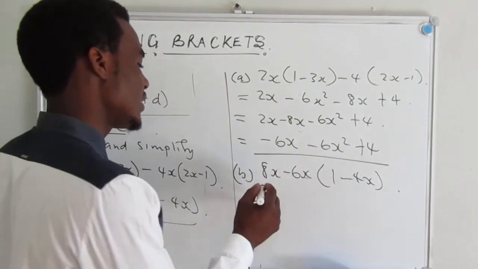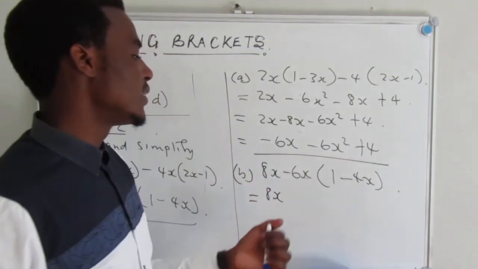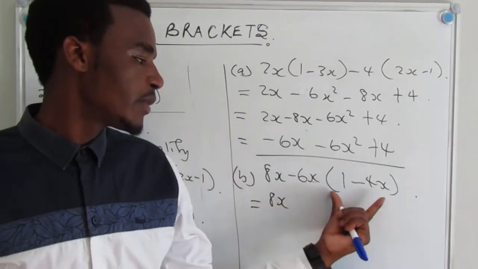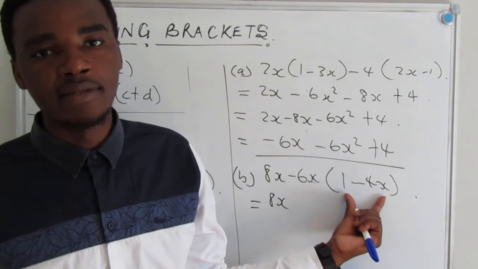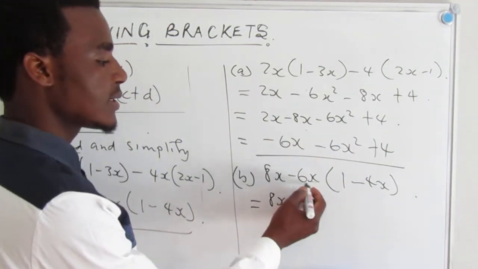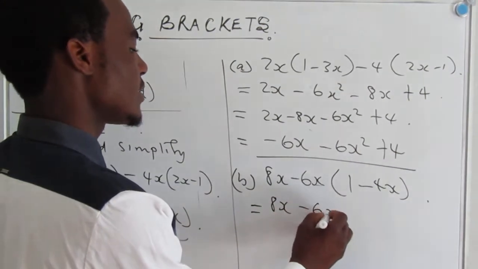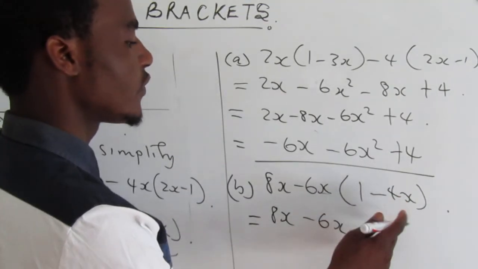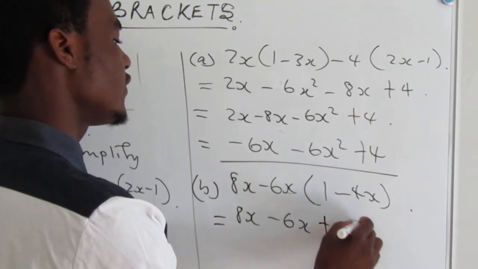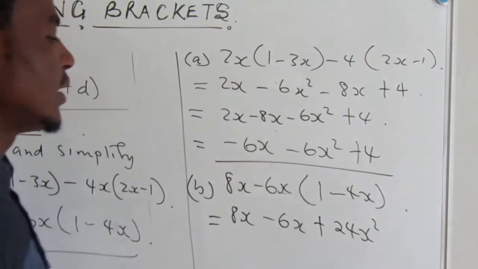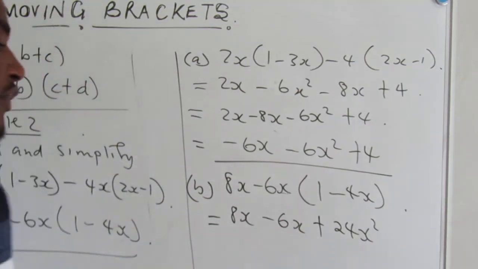So let us write 8x down, and let the term outside the brackets multiply all the terms inside the brackets. So 6x times 1, we get minus 6x, minus 1 times minus 4x, we get plus 24x squared. Now we are done with removing brackets.